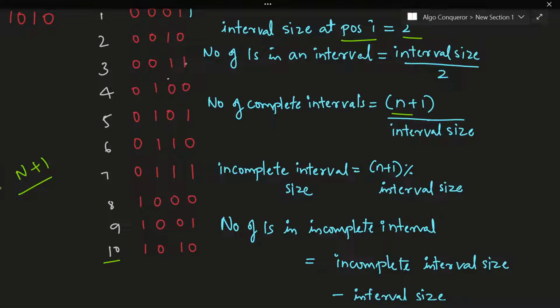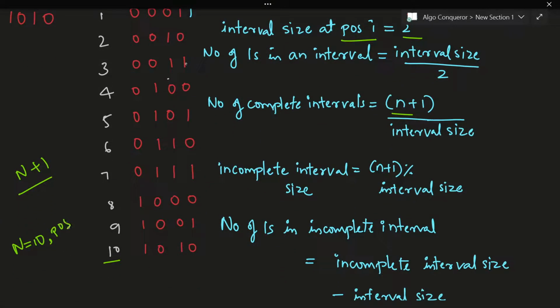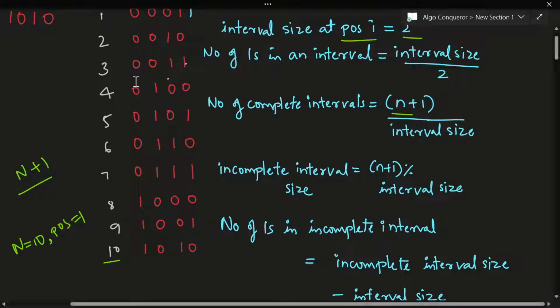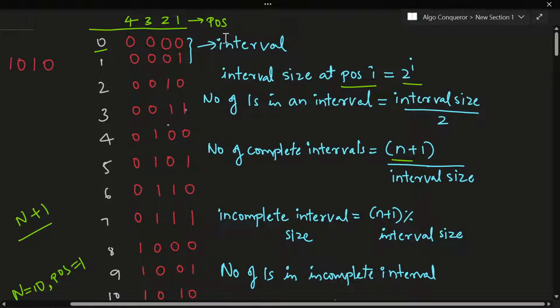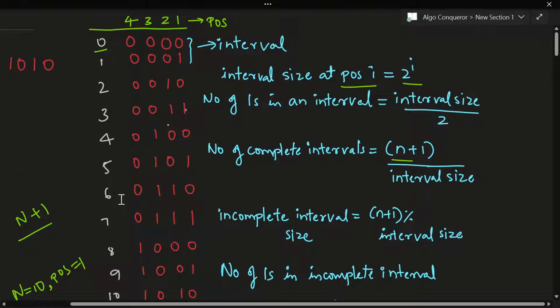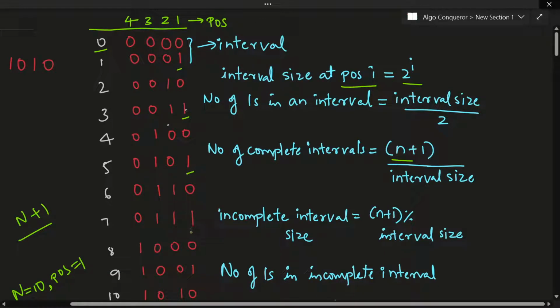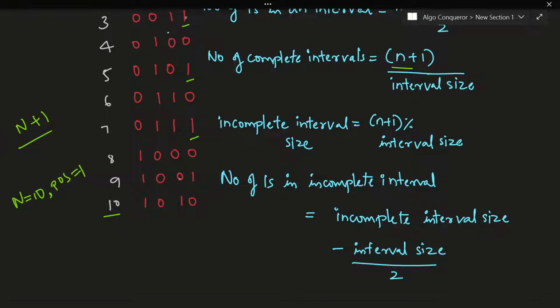Now, let's take n is equal to 10 and position is equal to 1. How many complete intervals of position 1 are there in the number 10? Until this, there is an interval 1, 2, 3, 4. There are 5 complete intervals. This is not a complete interval, right? Until this, there are 5 complete intervals.